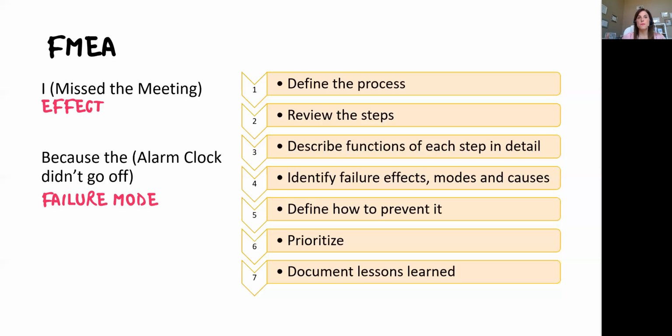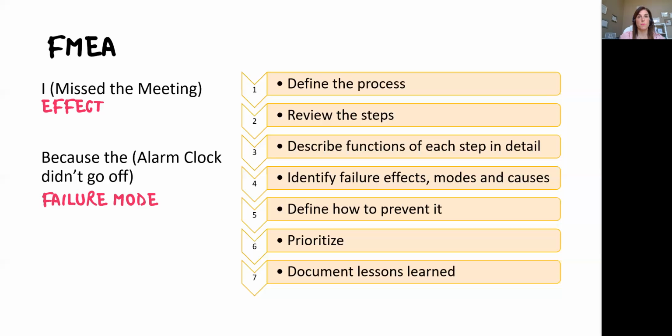Review all the steps and try to identify and describe all the functions in that process. So you want to serve the coffee, you need to get the payment, you need to deliver the product. How are you going to make this happen? Then, when you have all the functions, identify the failure effects, the modes, and the causes. What are the effects that you can get? What happens if you get the wrong coffee, and why would you get the wrong coffee?